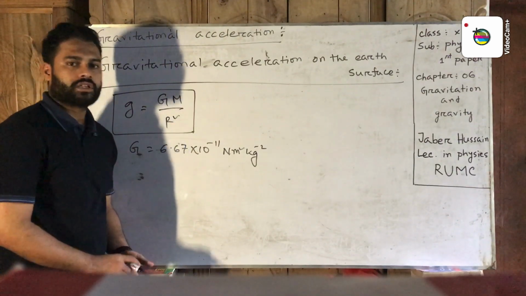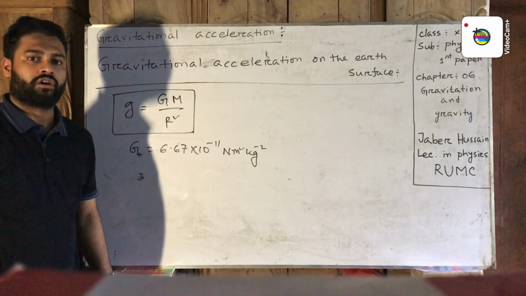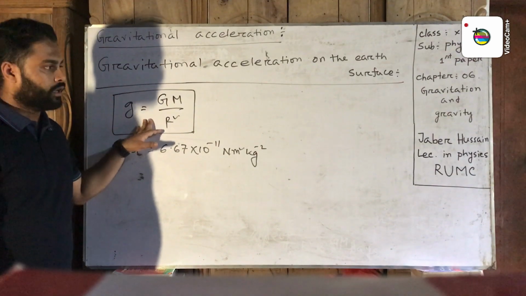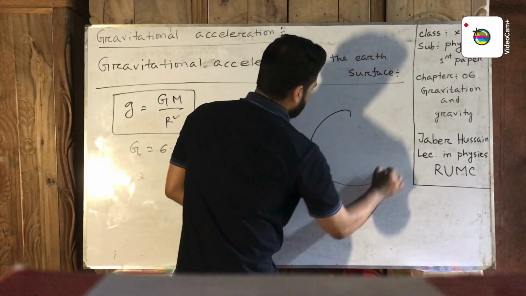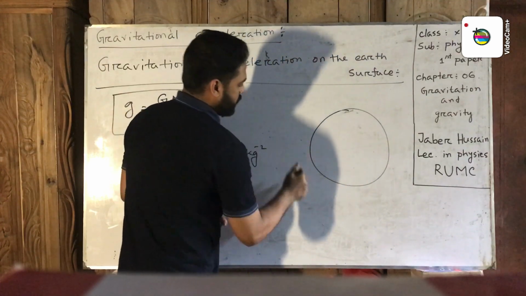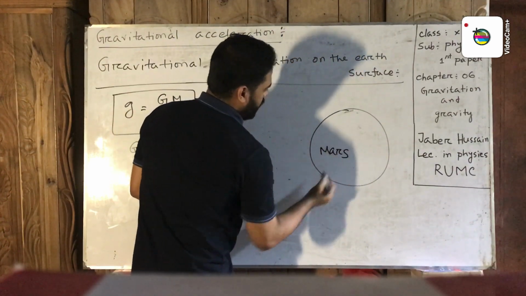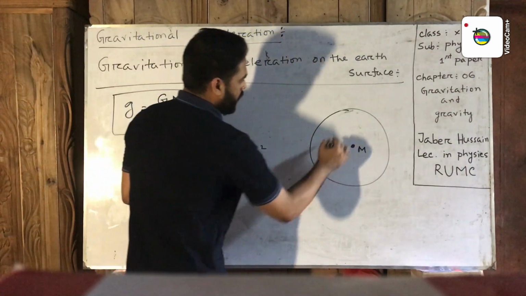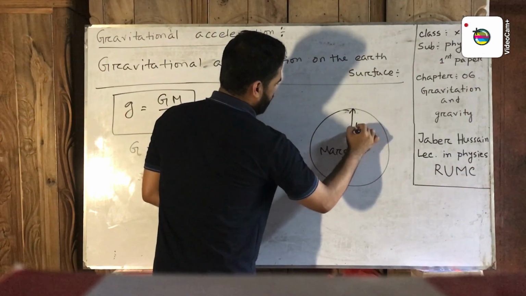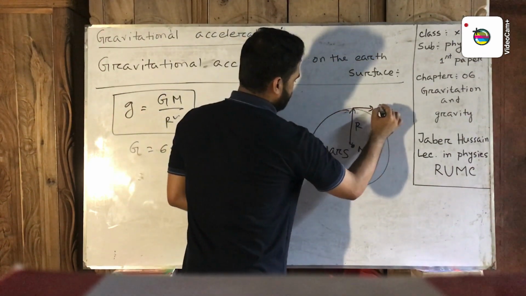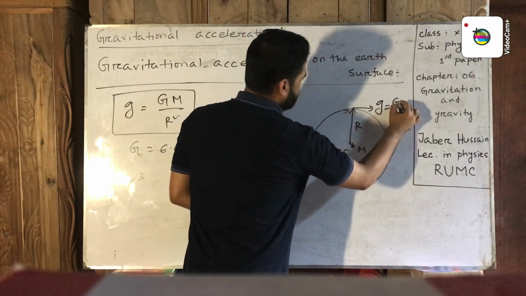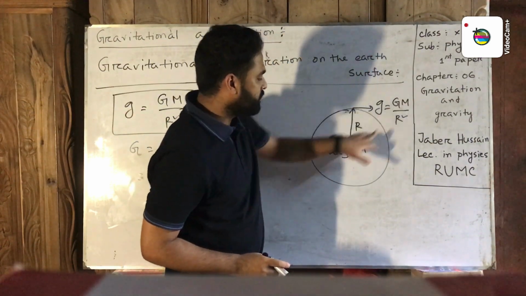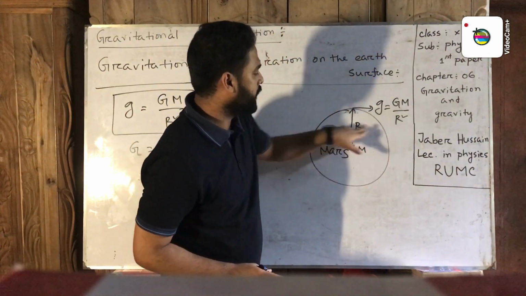Similarly, we can find out the gravitational acceleration at the surface of any planet by using this equation. For example, this is the Mars planet, and the total mass of Mars is located at the center of Mars, and the radius of Mars will be R, so the gravitational acceleration at the surface of Mars g equal G capital M divided by R square. In this equation, M is the mass of the Mars planet and R is the radius of the Mars planet.